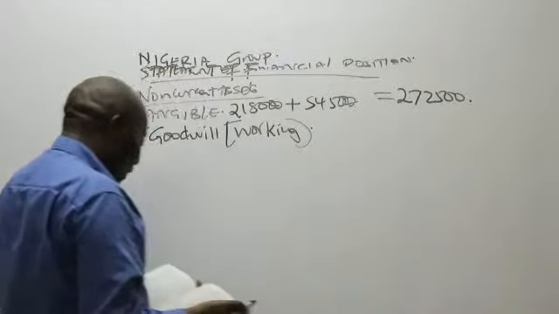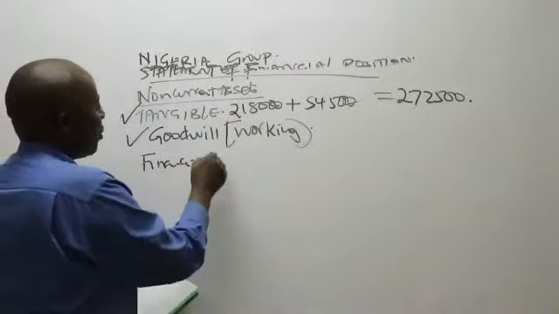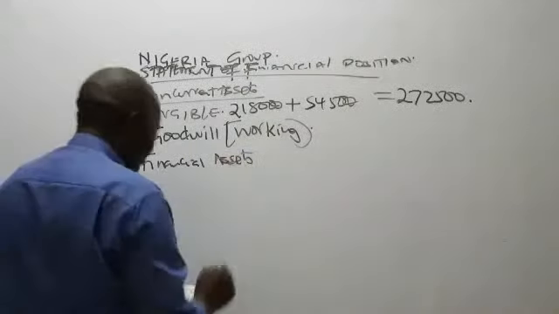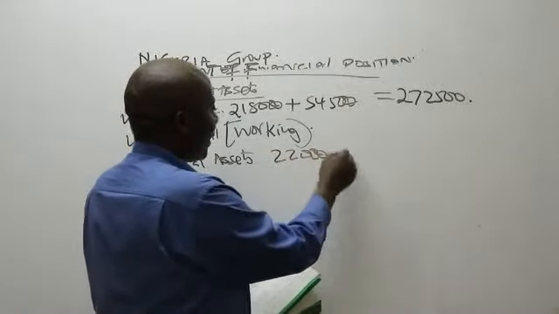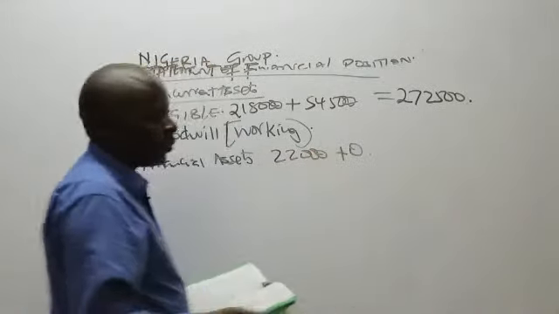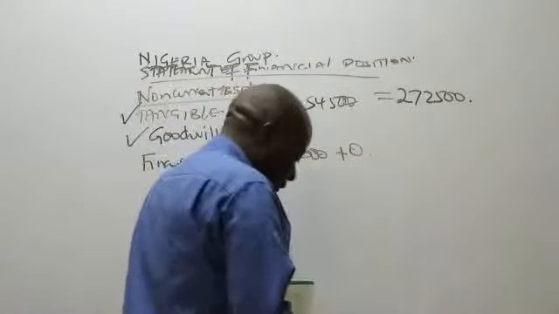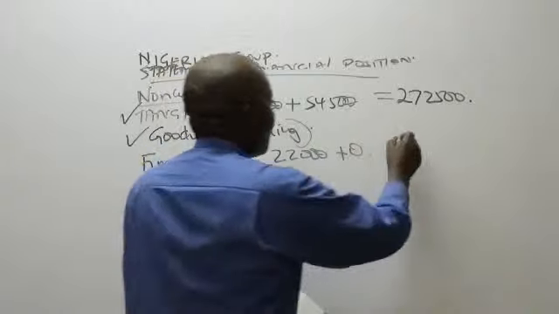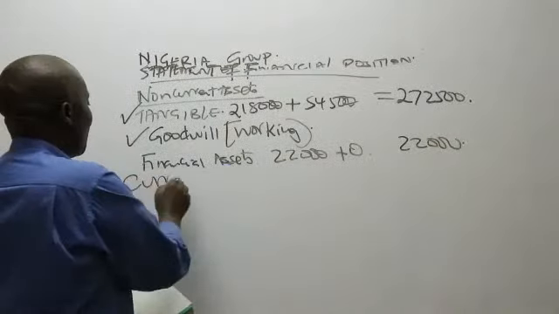From there, we have financial assets. Financial assets, really a free mark. I'll take the one of the parent, which is 22,000, plus the one of the subsidiary there, which is 0, nothing really. So this is a free mark, which gives me 22,000. 22,000.